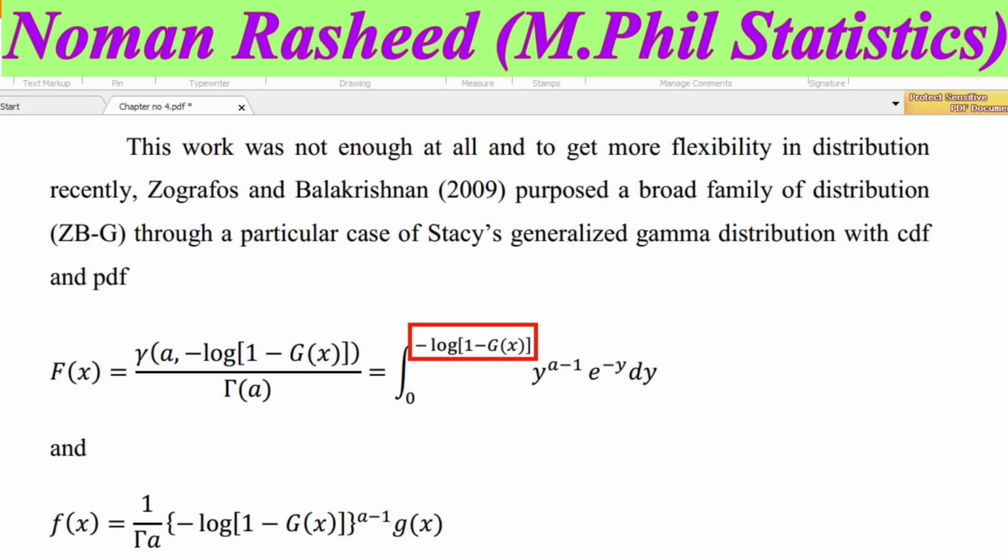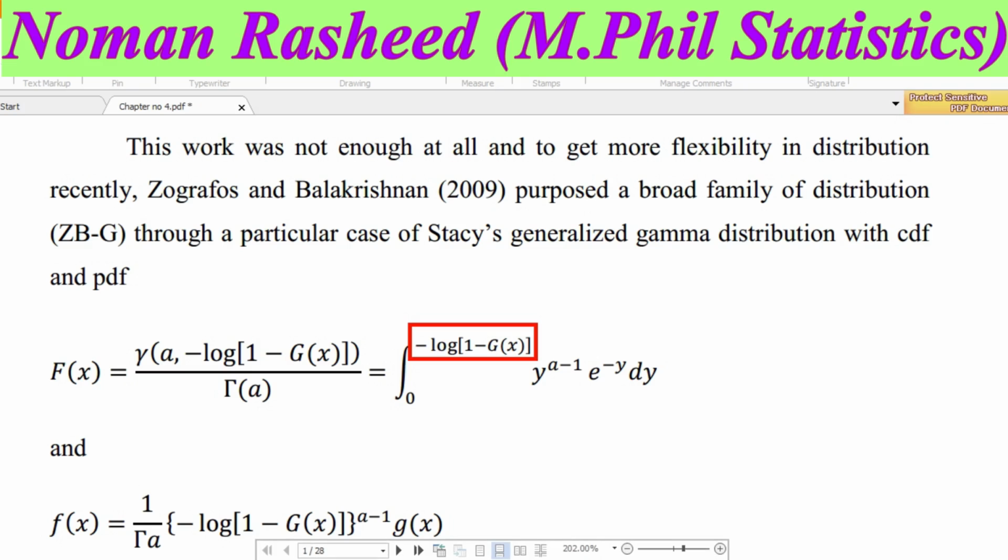The baseline may be any type of distribution you can use in this model. So basically 1 minus Gx is a survival function. So minus log of the survival function is the upper limit of the new distribution proposed by Zografos and Balakrishnan, 2009.